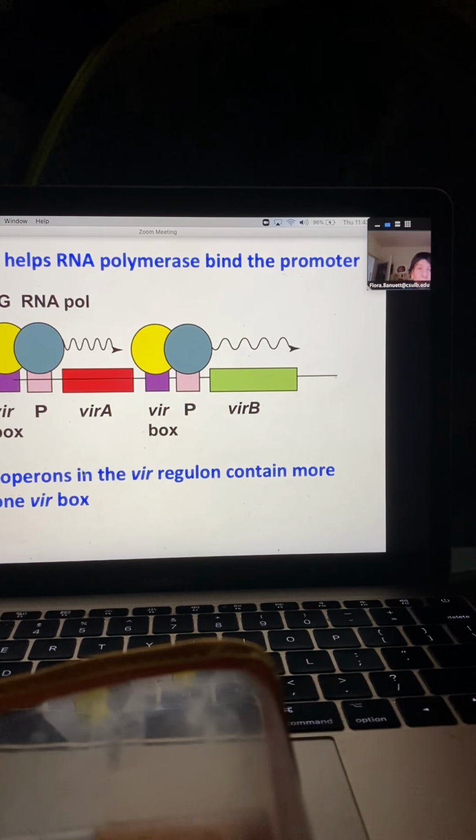So as I mentioned, some operons in the Vir regulon contain more than one Vir box. Are there any questions so far?